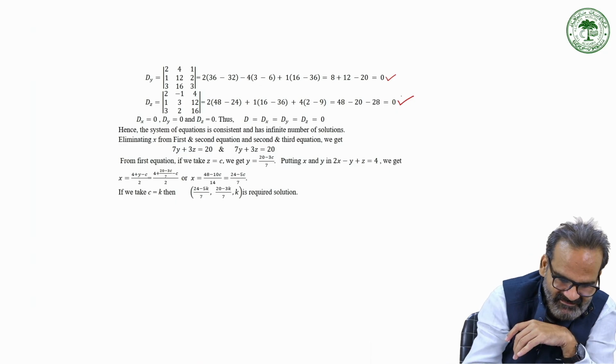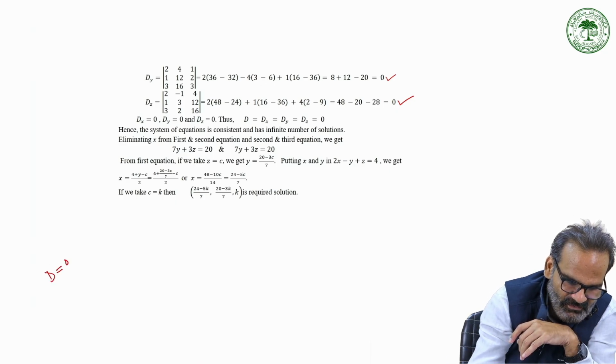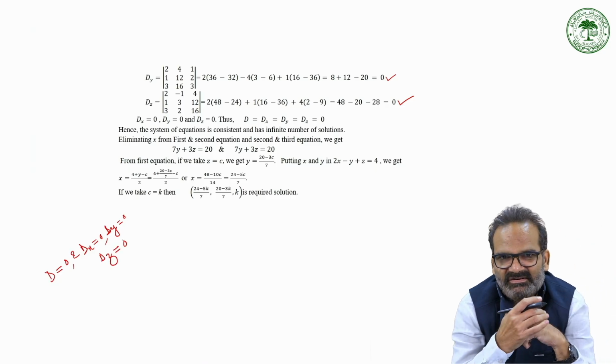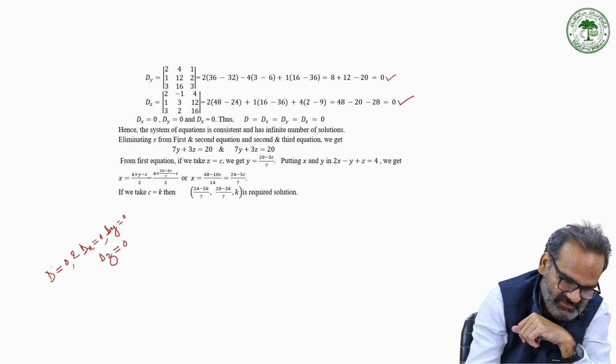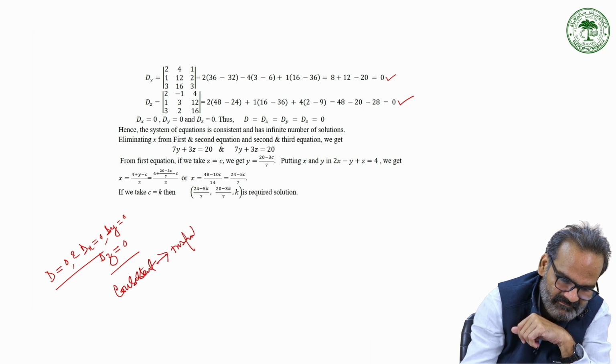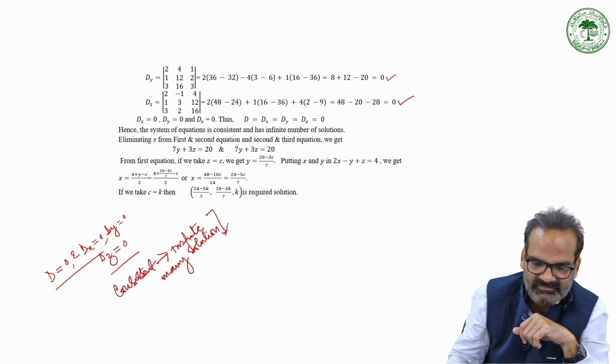So what is this condition? The determinant is 0 and dx is 0, dy is 0 and dz is 0. This is the condition that the system is consistent. If this condition is satisfied, then the system is consistent and has infinitely many solutions. So how will we find infinitely many solutions?